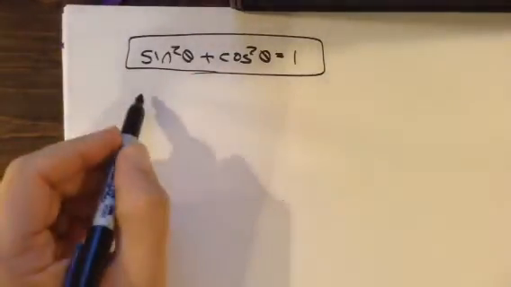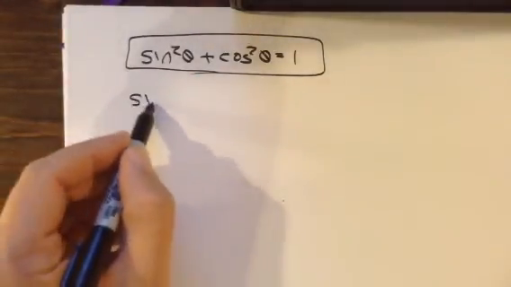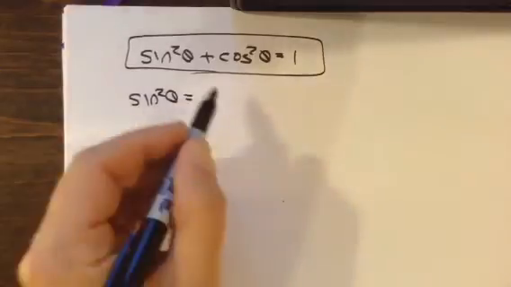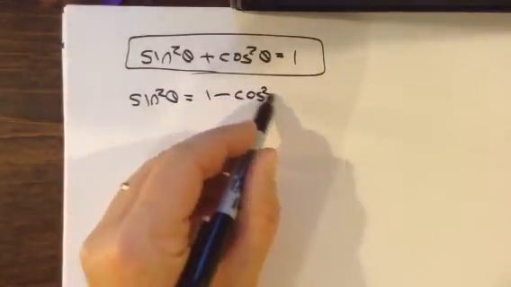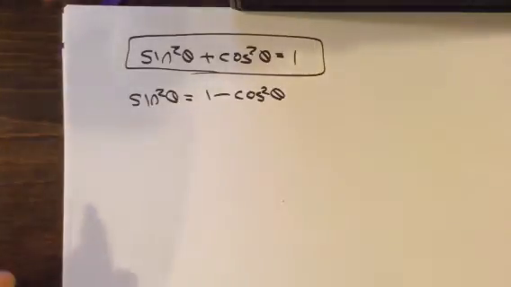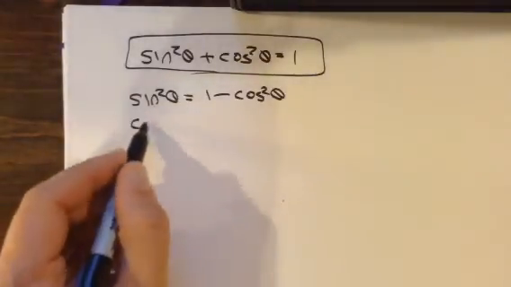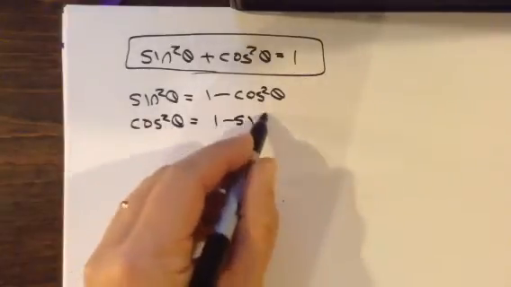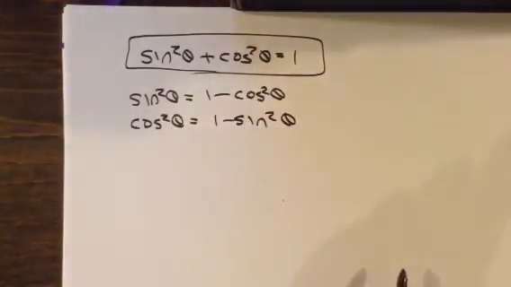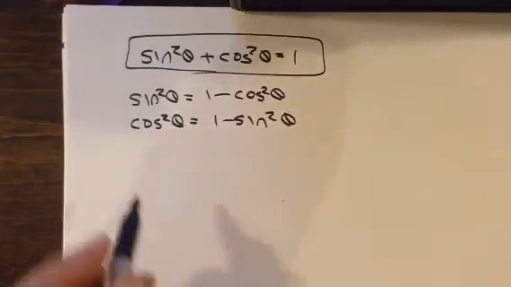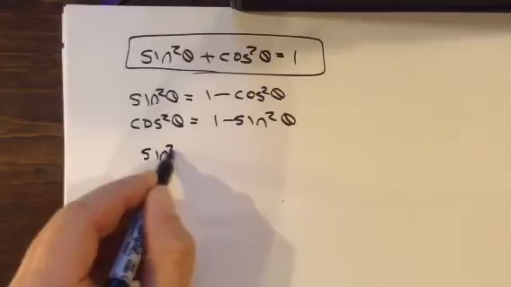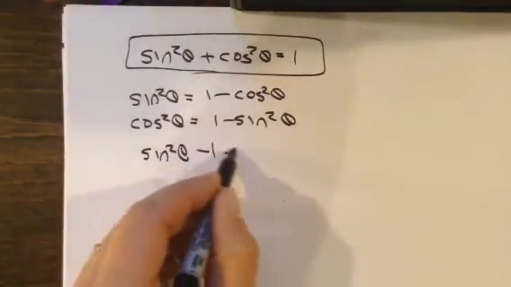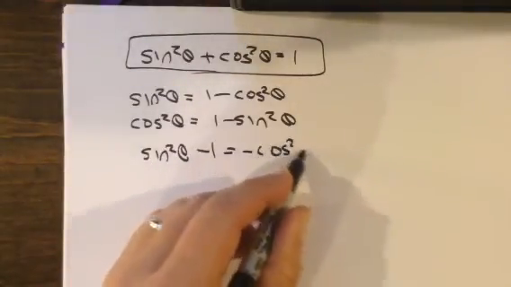Could I also refer to that algebraically as sine squared theta equals 1 minus cosine squared theta? I can do that, can't I? Could I also say cosine squared theta is equal to 1 minus sine squared theta? That's not crazy, is it? Does that kind of make sense? What if I said sine squared theta minus 1 is equal to negative cosine squared theta?